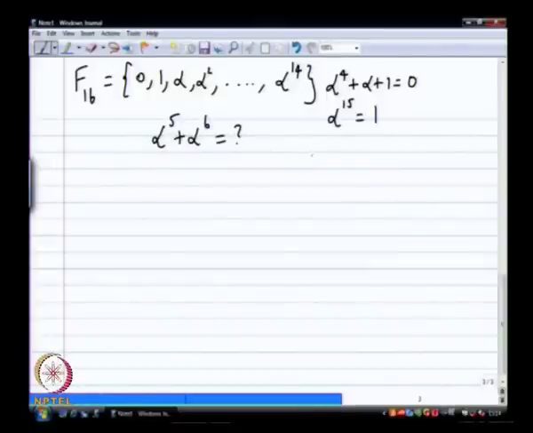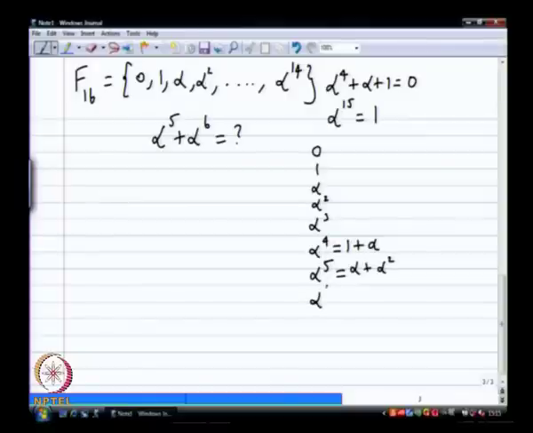In the power notation you are getting 0, 1, alpha squared, alpha power 3, alpha power 4. Alpha power 5 would be what? Alpha power 4 is 1 plus alpha. What would be alpha power 5? Alpha plus alpha squared. What would be alpha power 6? Alpha squared plus alpha power 3.